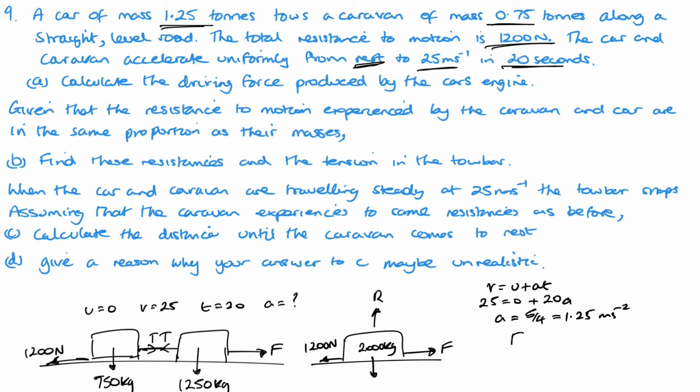Now I think of my F equals ma. It's a bit annoying I used F again here, but F minus the 1200 equals 2000 times my value of a. Incidentally, I did change these from tons into kilograms just to make it easier. Remember, there's 1,000 kilograms in a metric ton.